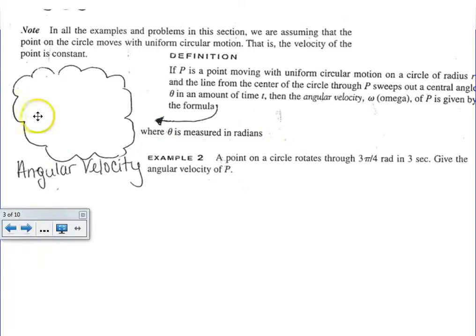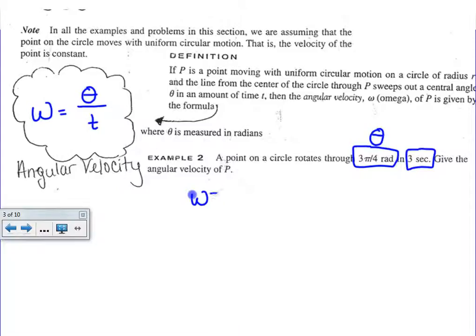Now for angular velocity, we're going to use omega, which looks like a W but is actually a Greek letter. You take your central angle theta, which is in radians again, and divide it by time. The label here is going to be radians per minute, or radians per second, or radians per hour, or whatever the rotation time is. So a point on a circle rotates through 3 pi over 4 radians, so there's your central angle, in 3 seconds. Give your angular velocity.